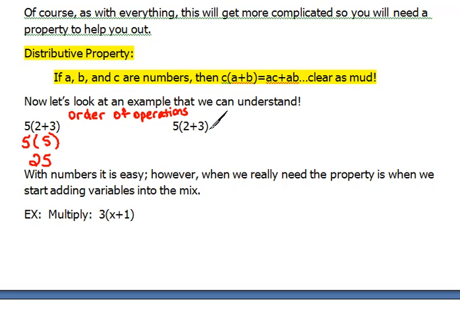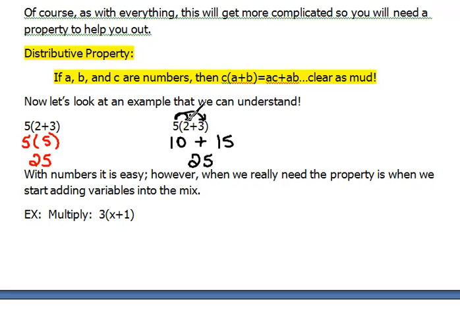Let's look at this same problem again using the distributive property. This follows the same pattern that we see here. Therefore, the distributive property should work. Now, the distributive property says I'm going to distribute that multiplication. So I'm going to be multiplying the 5 times the 2 and then the 5 times the 3. So 5 times 2 would be 10, and 5 times 3 would be 15. And now we can add those together and we get 25. So we actually get the same thing whether we use order of operations or the distributive property.